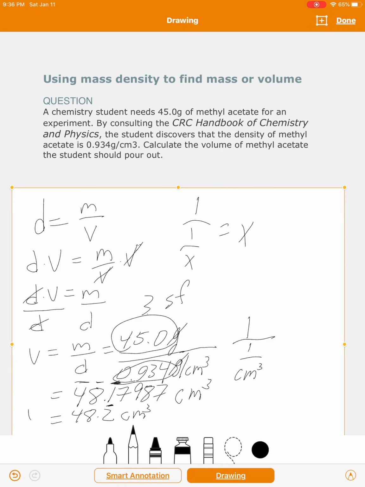So the volume of this methyl acetate, we don't need to know anything about the methyl acetate, its chemical properties or its structure or anything like that for this particular question. We're just trying to find out what its volume is. The volume of methyl acetate that has a mass of 45 grams is 48.2 centimeters cubed.